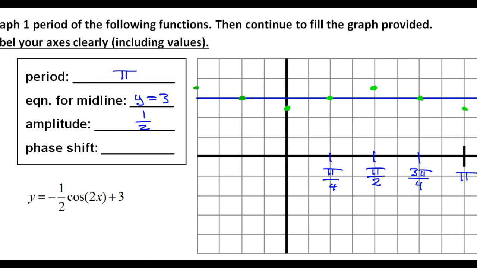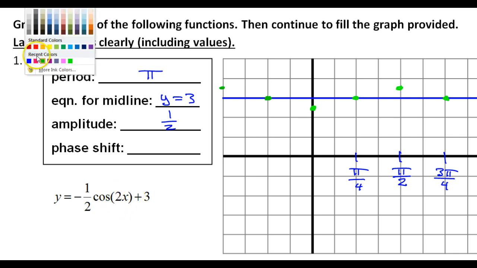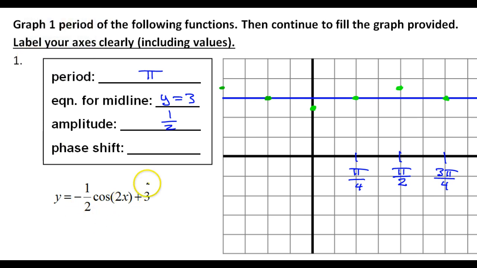Now let's talk about the phase shift, which is going to be a horizontal translation either to the left or to the right. Well, the phase shift happens when you have something added or subtracted inside of the parentheses. But now that I look at it more closely, there is no phase shift. The phase shift is going to be 0. Now if this had been, like 2x plus 4 or something like that inside the parentheses, this is where the phase shift would begin to happen. But with nothing being added or subtracted in there, there is no phase shift.